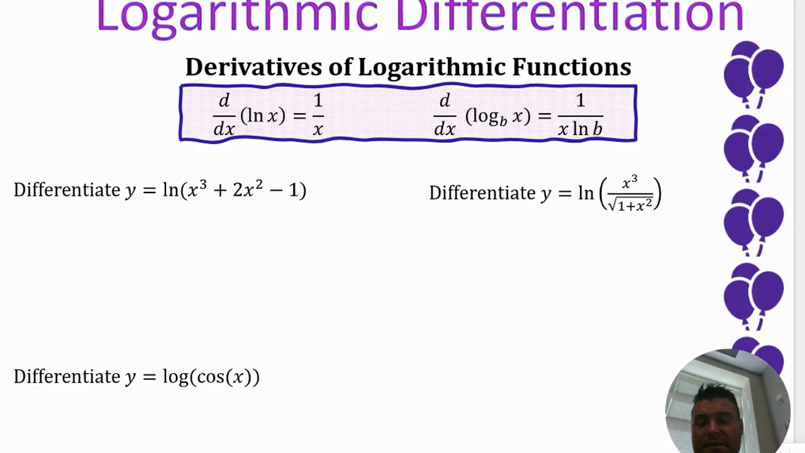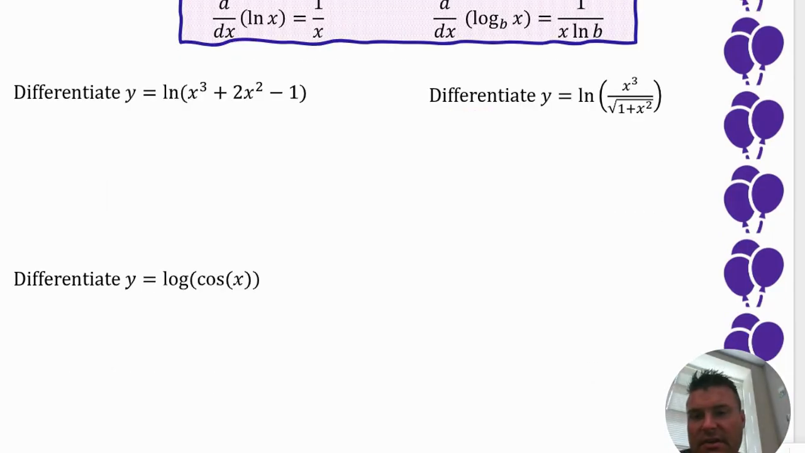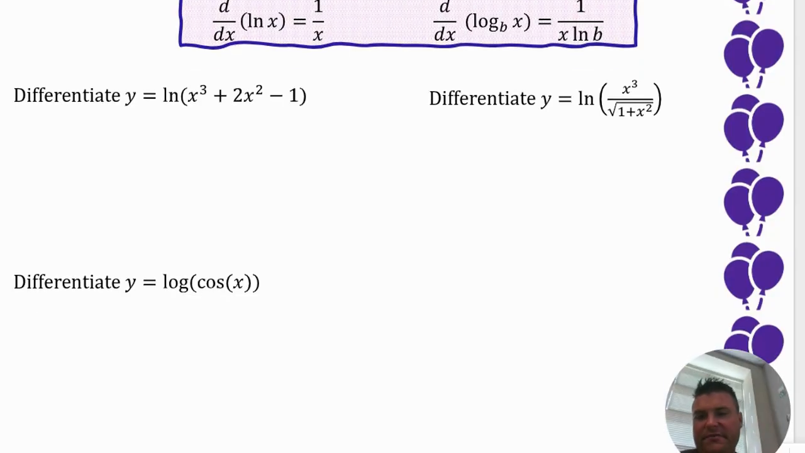So, a couple of formulas up here that you need to memorize for derivatives of log functions. It's highlighted right there. The derivative of ln of x is 1 over x. The derivative of log base b of x is going to be 1 over x ln of b. Using these formulas from above, let's go ahead and differentiate, and a lot of these are going to turn into lots of chain rule.